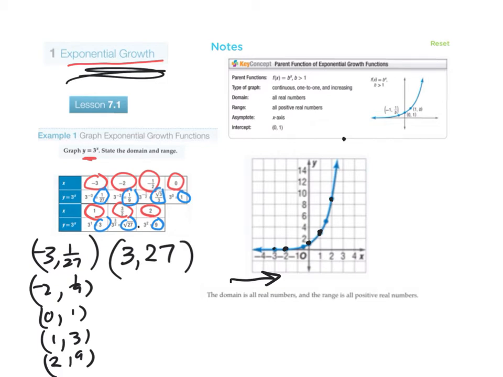Now what we wanted to be able to do is also identify the domain. The domain is the x values. Well, the x values can be any number. You can put any number you want, so that's why it's all real. And then because the range is the y values, that means what numbers are the y values, and they're all above this line right here, which means they're all positive, and so our range is all positive answers.